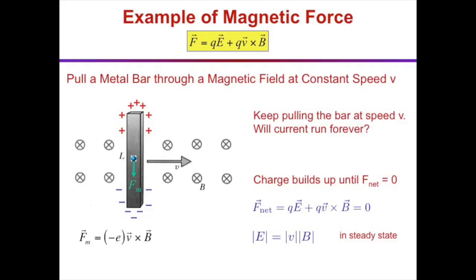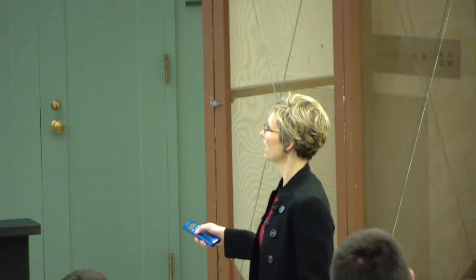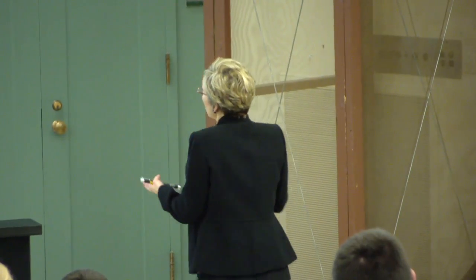The electric force is qE. I don't know what the electric field is, but here's how we can calculate it, right? One way we could think about the electric field is this: if I knew the pattern of charges down here, I could calculate it that way. But that's the hard way. The easy way is to know that the charge is just going to build up until I have no net force on this thing, right? And that's because electrons are liquid inside of a conductor. If there is a force on them, they will move. And so they will move until there's no net force.